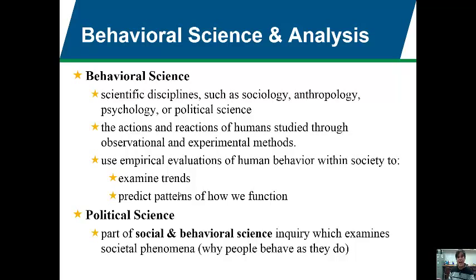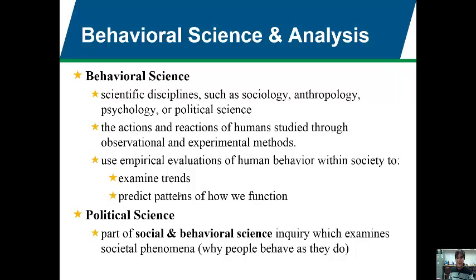Why do people act the way that they do? Why do they behave the way they do? And why do they vote the way that they do? Or why do they act in political situations the way that they do? Behavioral sciences just study the actions and reactions of humans. They try to observe the actions and reactions of humans. And they also try to do this through an experimental method.